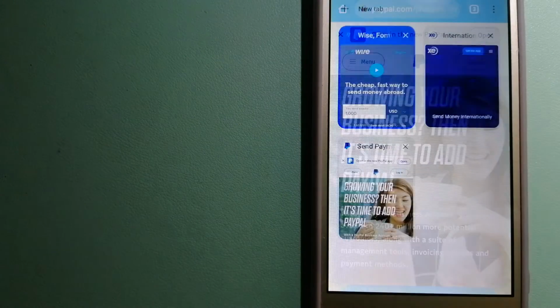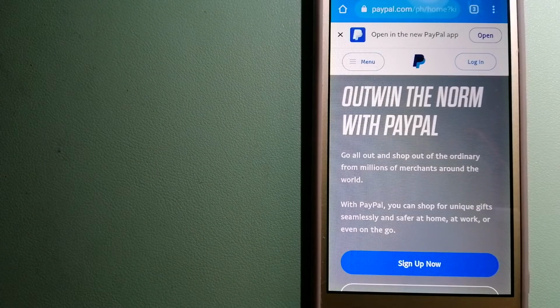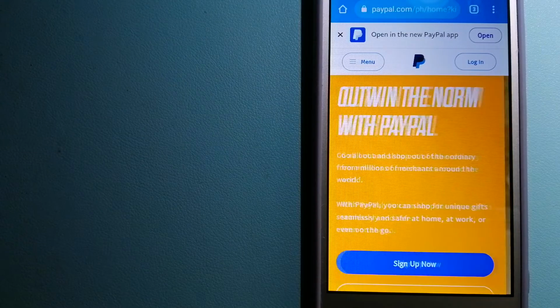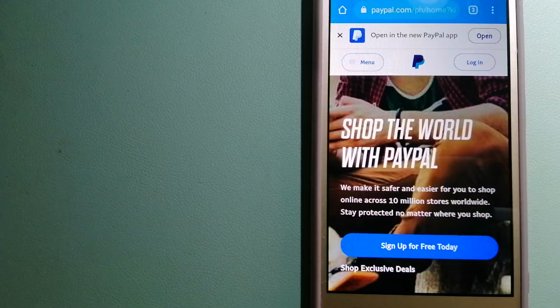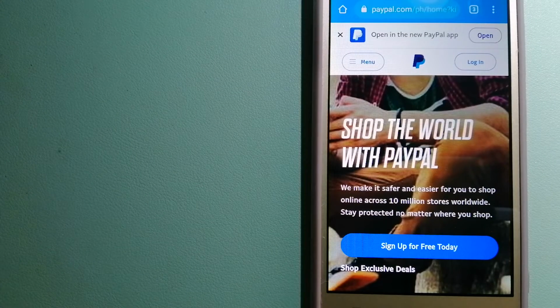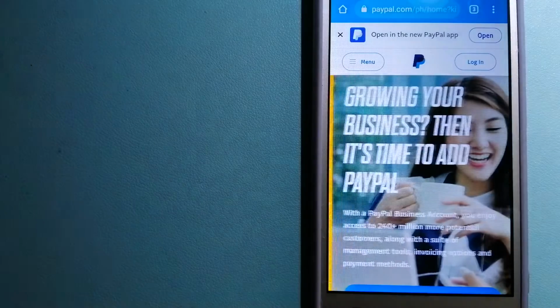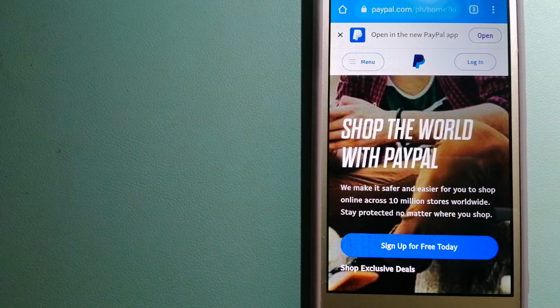The second option is PayPal. This is an online payment system that makes paying for things online and sending or receiving money safe and secure. When you link your bank account, credit card, or debit card to your PayPal account, you can use PayPal to make purchases online with participating stores.